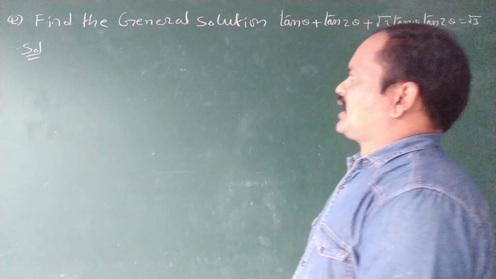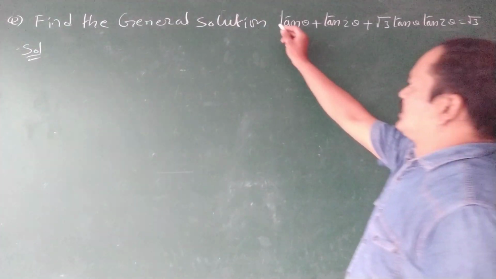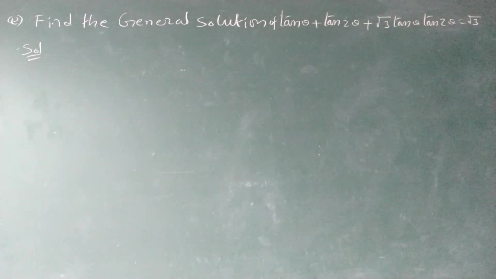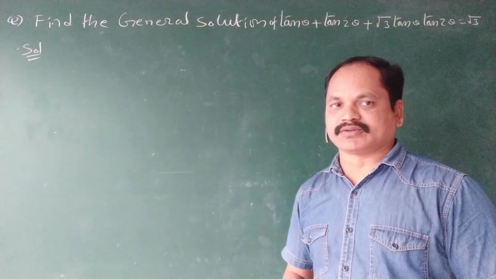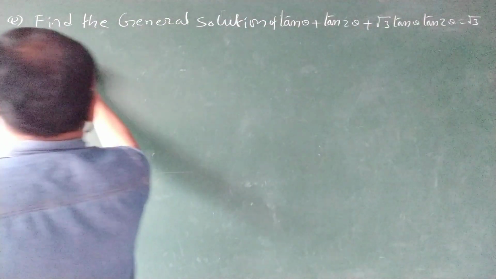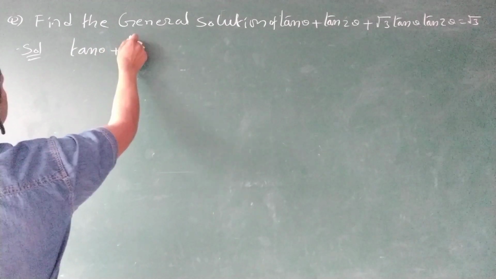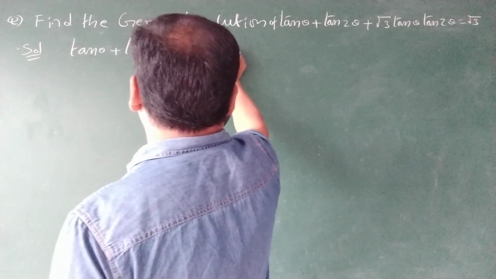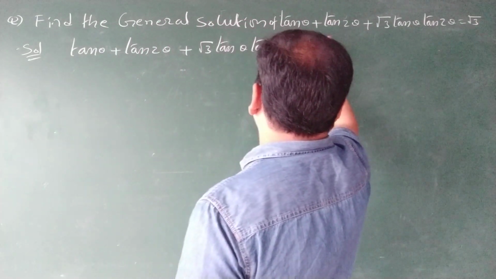Now we have solved the question. Find the general solution of tan theta plus tan 2 theta plus root 3 tan theta into tan 2 theta is equal to root 3. So for this we have to identify the general solution. Take the trigonometric equation that is given: tan theta plus tan 2 theta plus root 3 tan theta into tan 2 theta is equal to root 3.